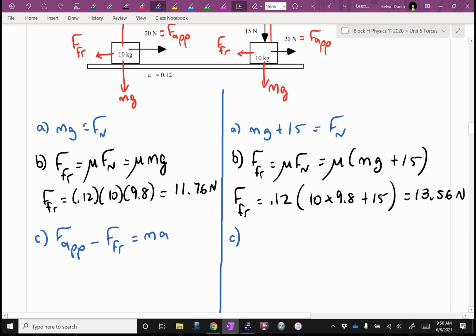What about on the right-hand side, Liz? Who's winning? Who's losing? Equals? Mr. Duke, it's the same equation. Won't we get the same answer? No. Why? Because it's different. What's different? Friction's different. Why? Because the normal force is different.